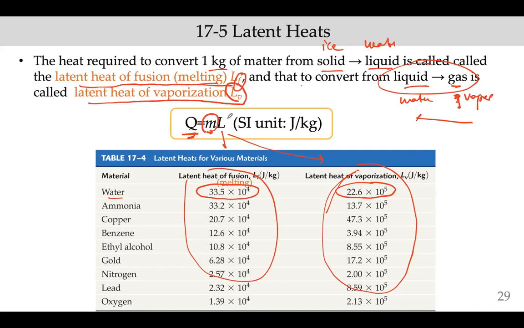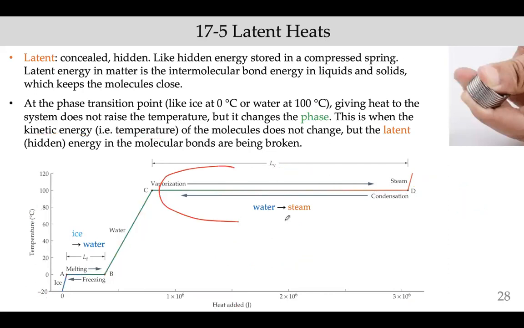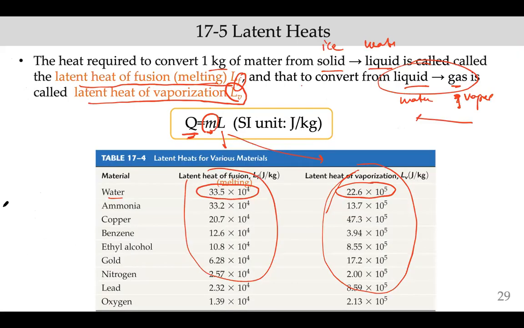Now, as you can see, there's no temperature here. As you can remember from the previous slide, the phase transition happened here and also here, and you can see from the plot, the temperature does not change during the phase transition. So that's why we don't have temperature in this formula.